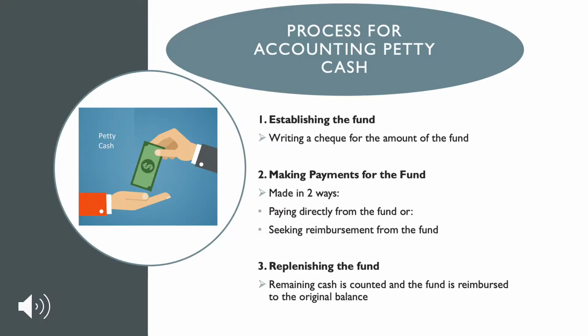Accounting for petty cash can be broken into 3 steps: establishing the fund, making payments from the fund, and replenishing the fund. Step 1. A petty cash fund is established by writing a check for the amount of the fund, which is then cashed in and becomes the responsibility of a custodian. Once the fund is established, cash is used to pay for minor qualifying expenditures. And finally, once the fund has been used up, it must be replenished. And to replenish the fund, the remaining cash in the fund is counted and the business cashes a check for the amount that brings the total cash in the fund back to the original balance.